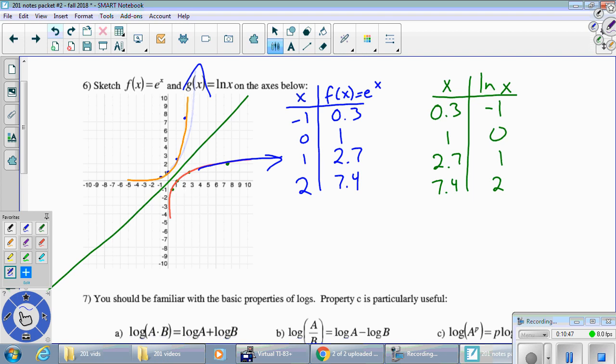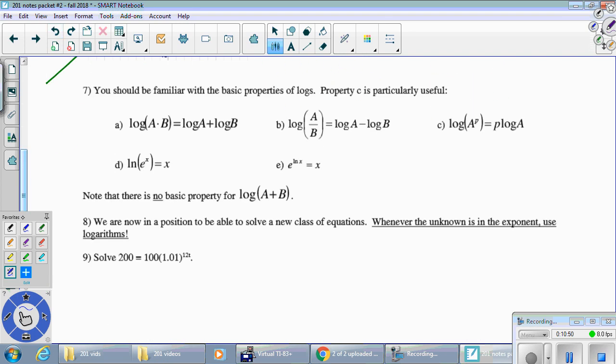Okay, so number 7 is just a review of some log properties. Log of a times b, if you have the log of a product, you can split that up into 2 logs with a plus sign. Likewise, if you have log of a quotient, you can do 2 logs with a minus sign. Make sure you put the one on top first before the minus sign. If you have log of something to a power, you can take that power and peel it right off and bring it to the front, p log of a.